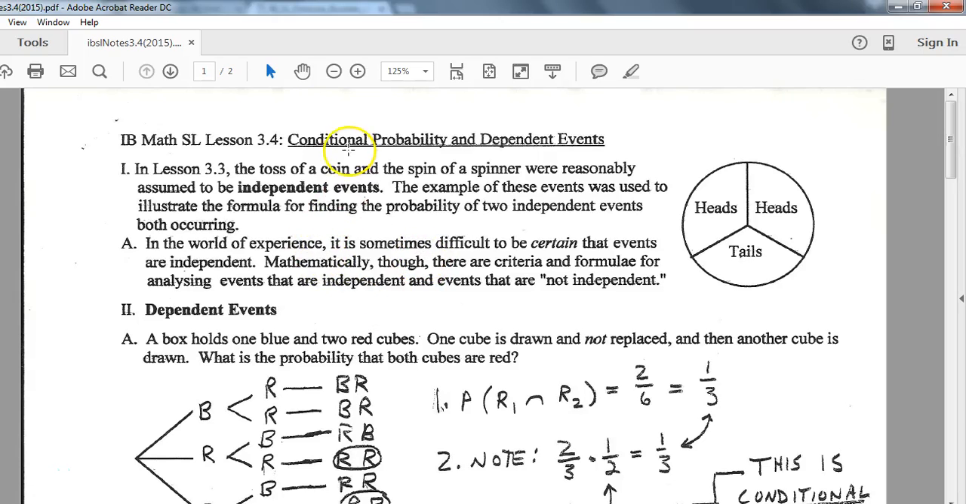So for section 4 here, we're getting into dependent events and conditional probabilities. So we're going to start with dependent events.